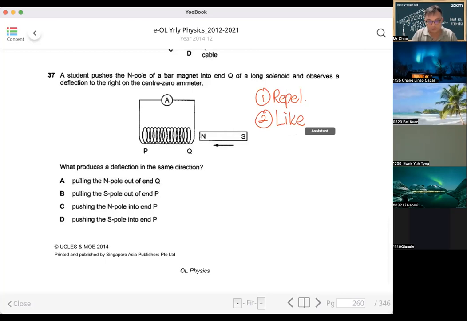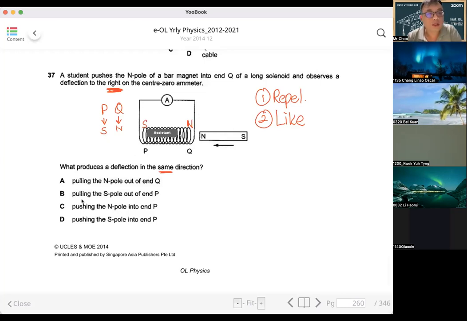So to repel, you need it to be a like pole. For it to go to the right, your Q needs to be north and your P needs to be south. Are you clear about that? For it to deflect to the right, your Q here needs to be the north pole. Is that clear? Now you have established this. If you want to have the same direction, you need this to be north and south.